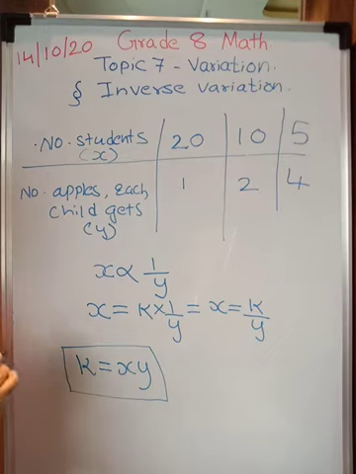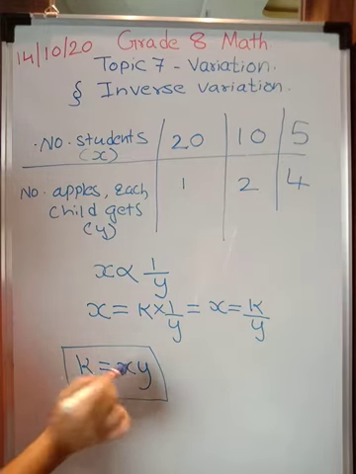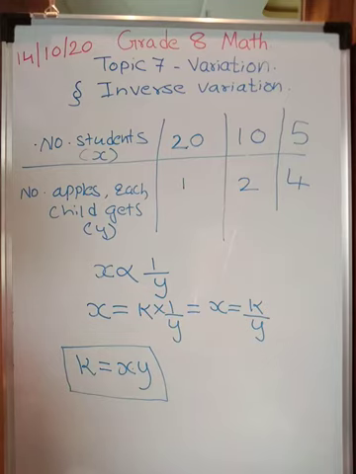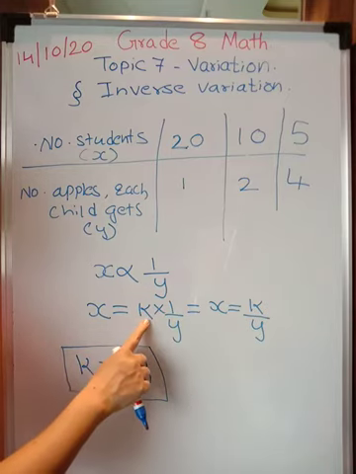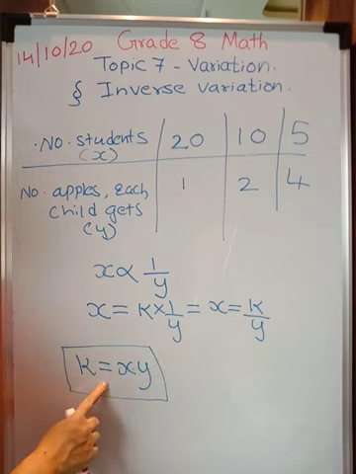So in inverse variation, what is constant? The product of x into y is constant. Please remember. So this is the constant of variation k, and this is the equation of inverse variation. Is it clear, everybody?